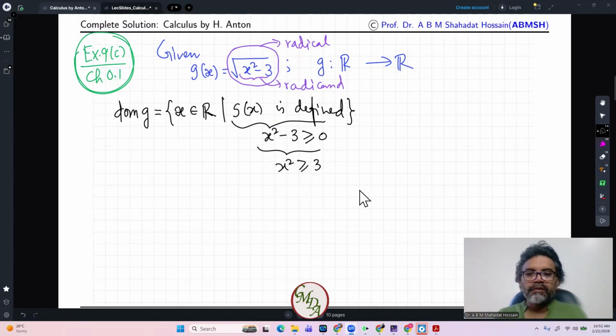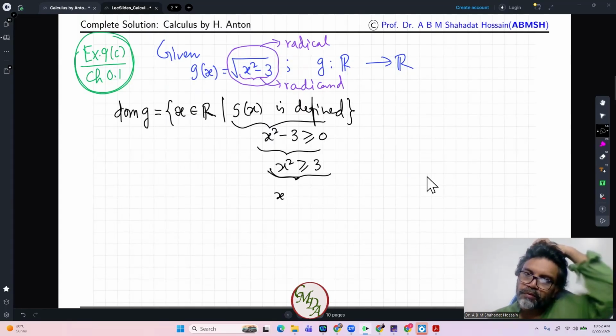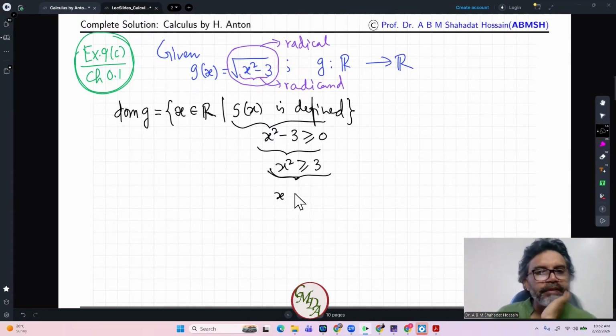So when x square is greater than 3, that means if you solve the square root of this, then x must be... so the square of the number must be greater than 3. So then x must be less than or equal to minus root 3, or x must be greater than or equal to plus root 3. So the square of this number is always greater than 3.